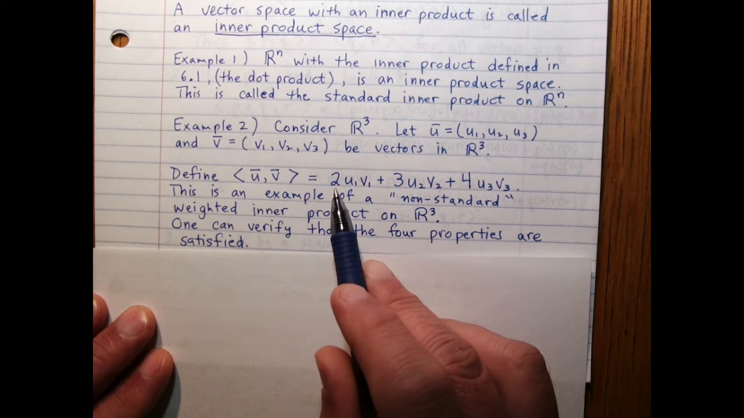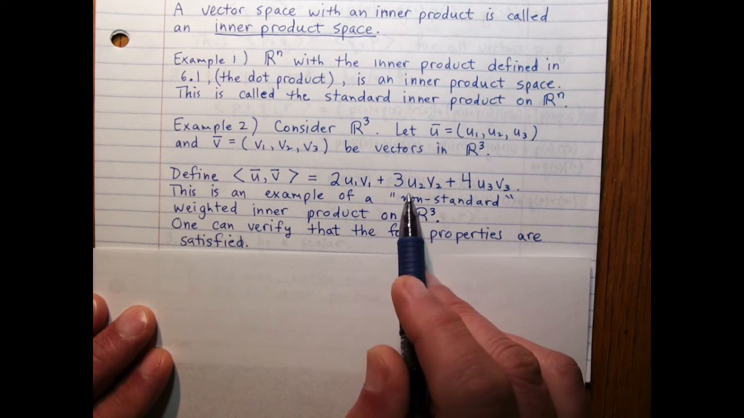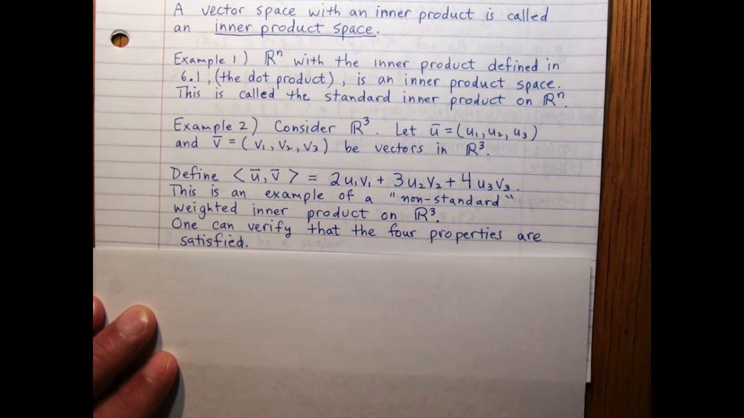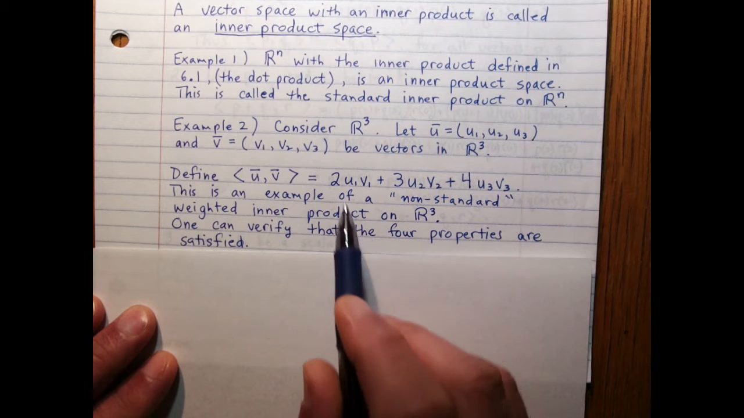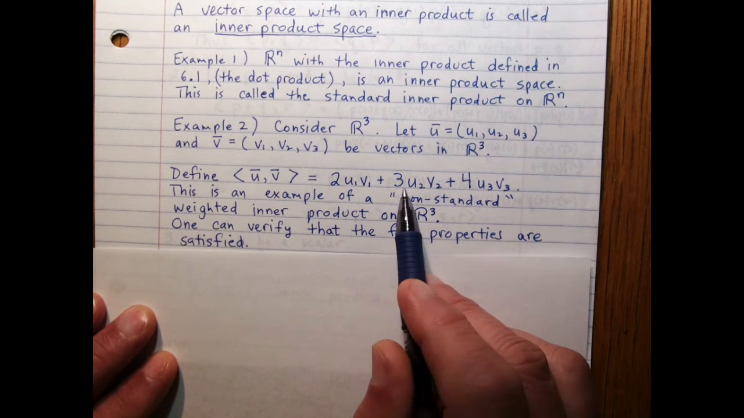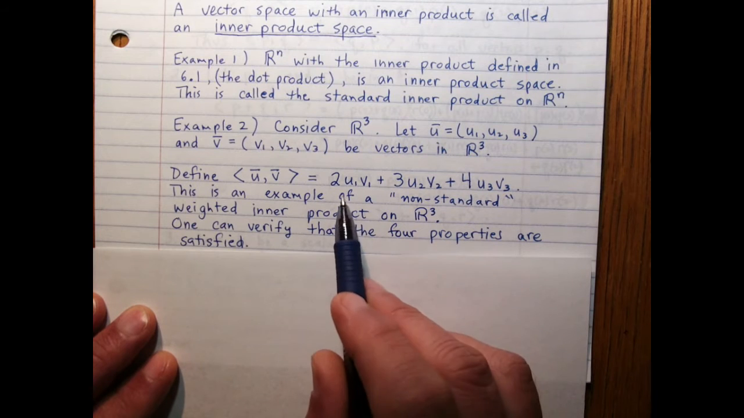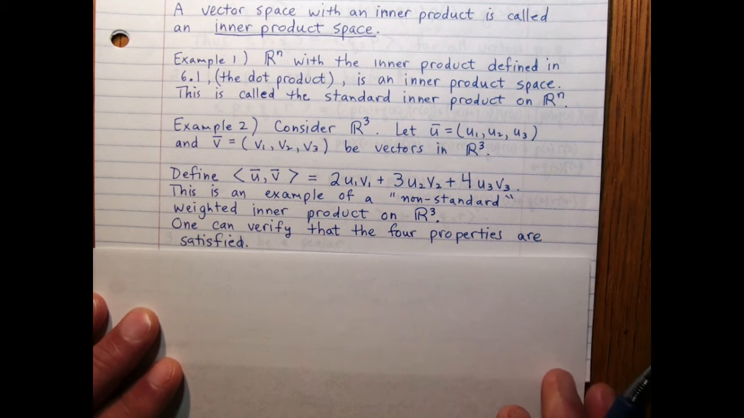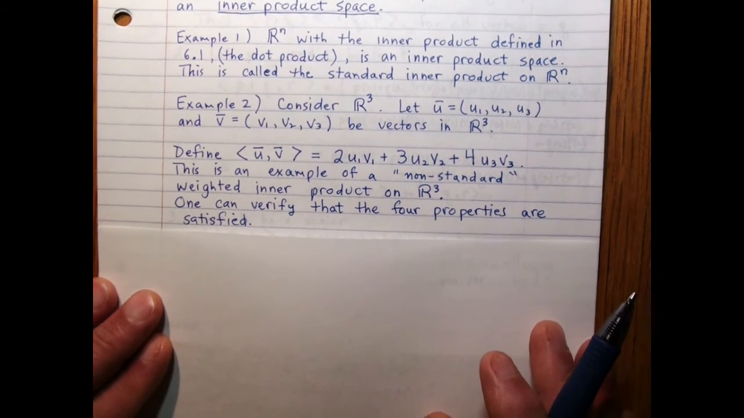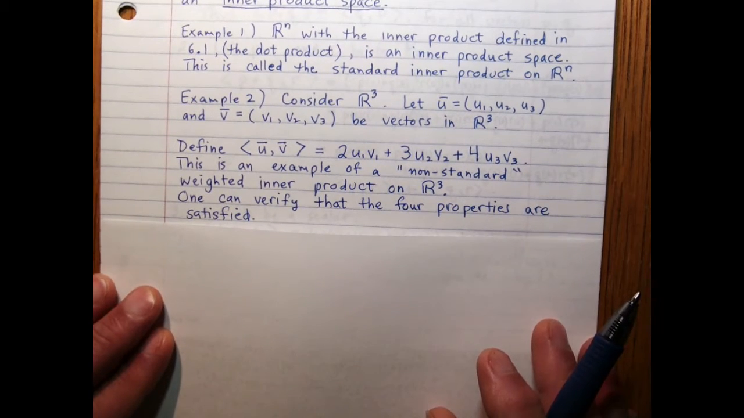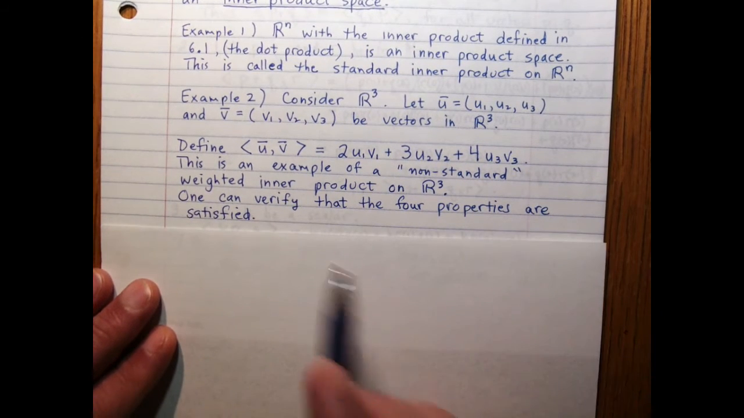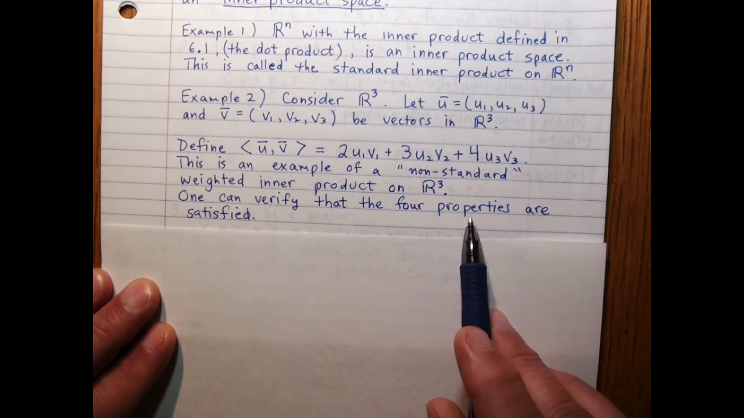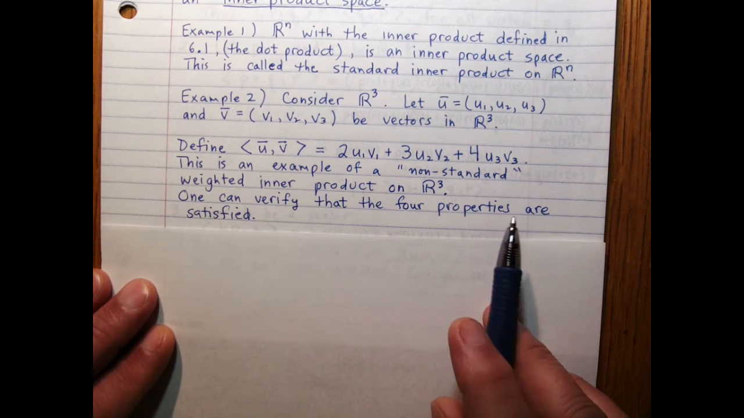I'm saying it's 2 times U1 V1 plus 3 times U2 V2 plus 4 times U3 V3. It looks kind of like the dot product, but we have these coefficients of 2, 3, and 4. You can think of those as weights. Sometimes this is called a weighted inner product on R3. And why I picked the weights 2, 3, and 4, I just picked three numbers there to use. What I want you to see is that one can verify that the four properties are satisfied.